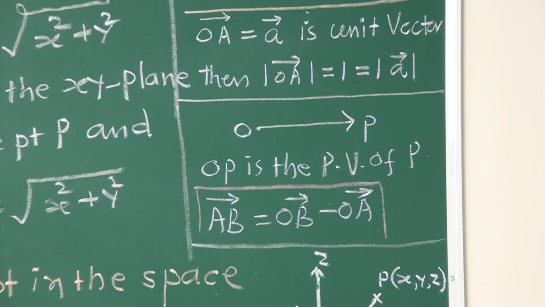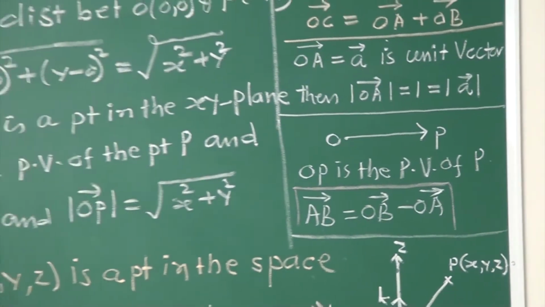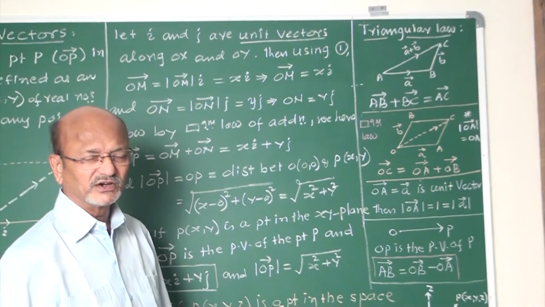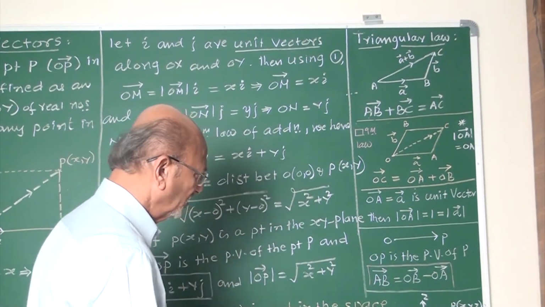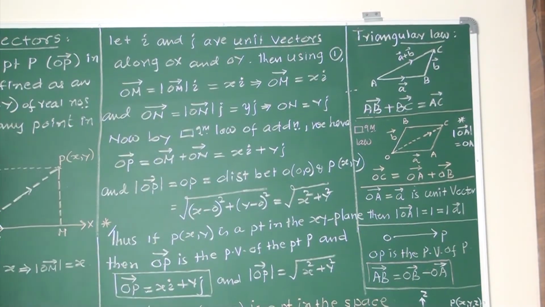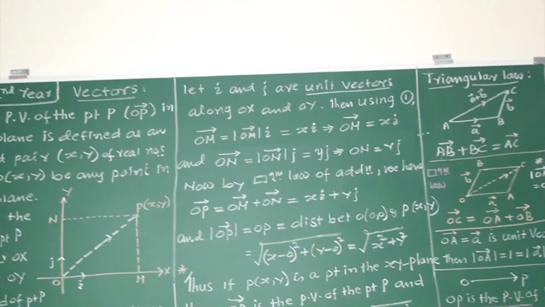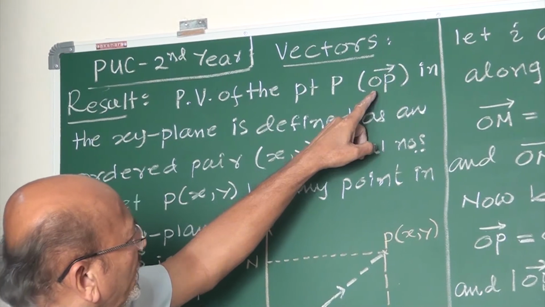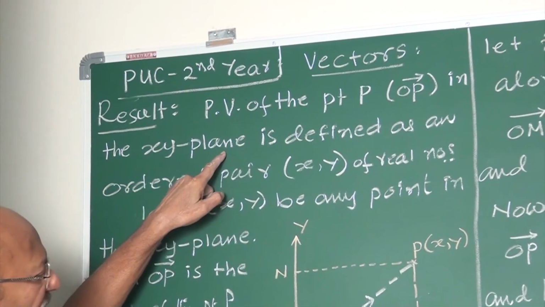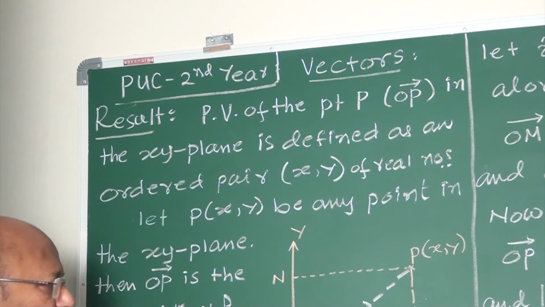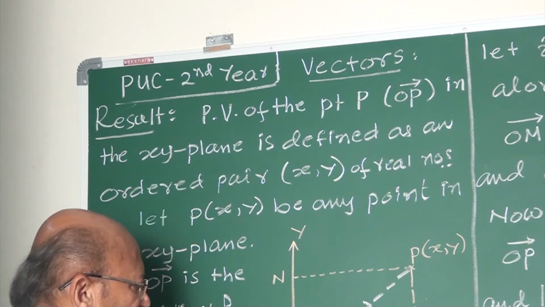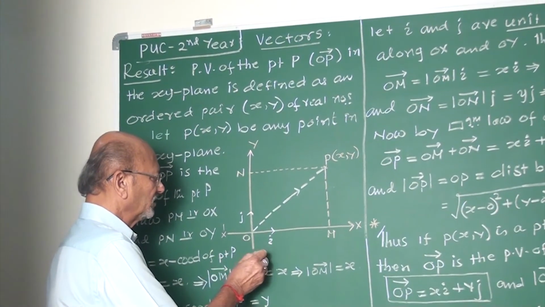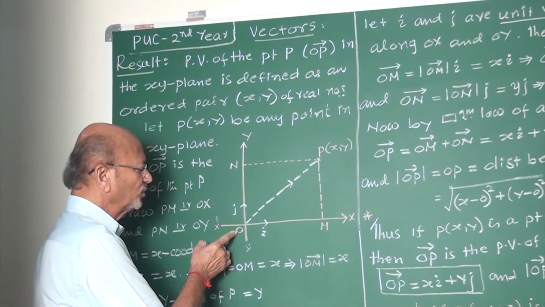My friends, these are some basic concepts just reminded before going to one great result, my friends, a wonderful result. Yes. Now we shall look at the result. Yes. This is the result. Position vector of the point P, what is its symbol? Vector OP. In the XY plane means, my friends, coordinate geometry. It is the x-axis. What is it, my friend? This is the y-axis. Their point of intersection is the origin O.